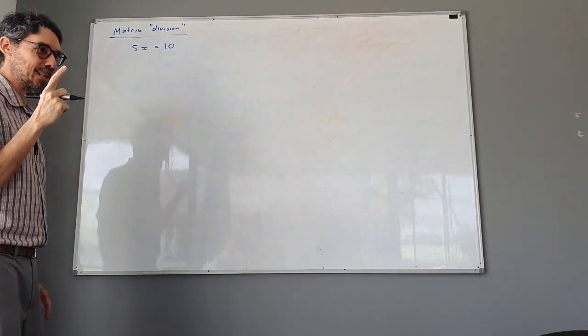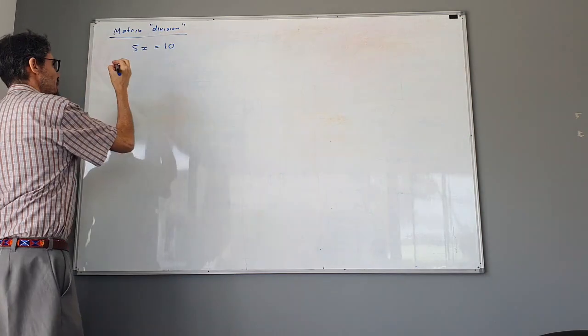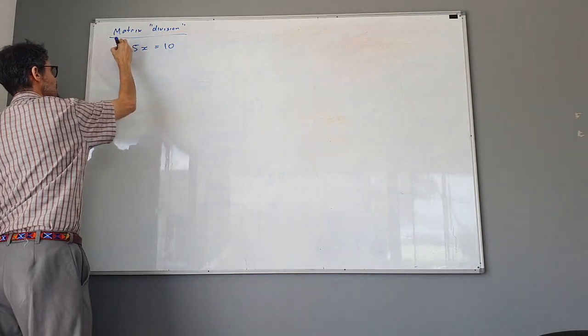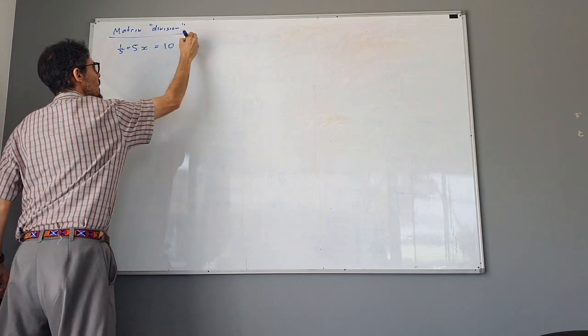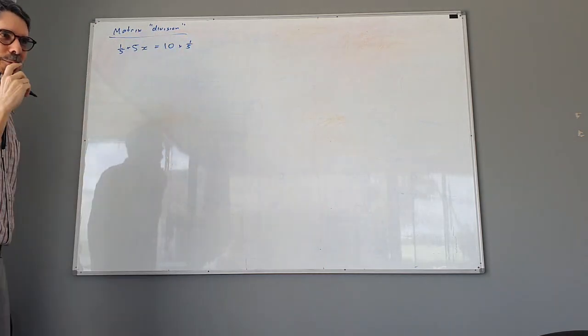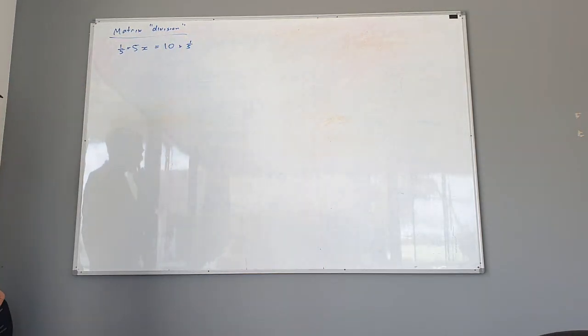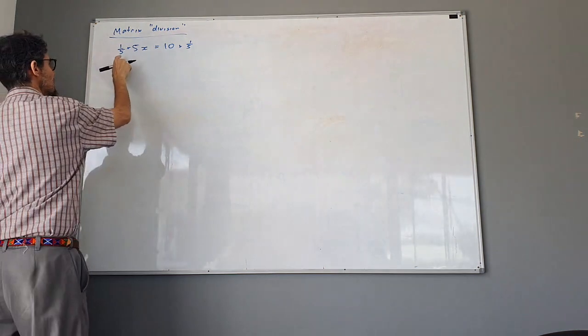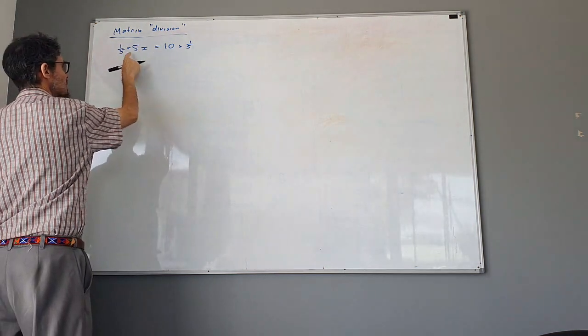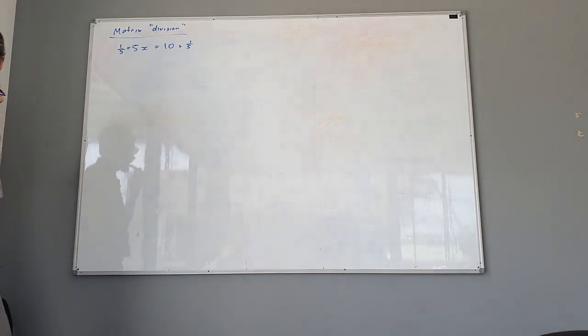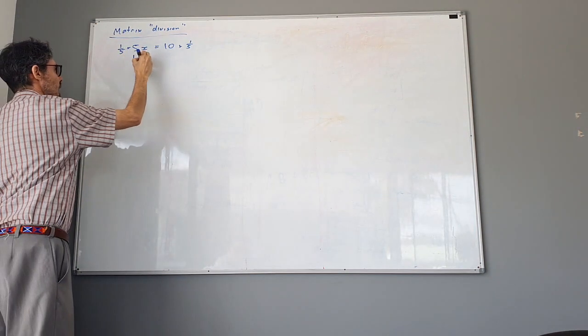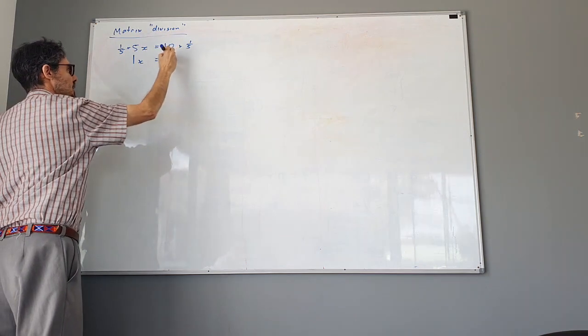Okay, but I'm going to write it a little bit differently. I want to divide by 5, right? But I could also just as easily multiply both sides by 1/5, right? Because then, tell me what 1/5 times 5 is. 1. And 10 times a fifth is 2.